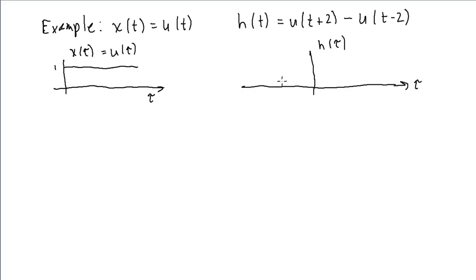It starts at tau equal to minus 2 and is 1 between tau equal to minus 2 and plus 2. So it's just a rectangular pulse that looks like this. It goes to 2 here. Again, we want to time reverse the simpler of the two functions. It's maybe debatable which is simpler here, but I'm going to time reverse the input.